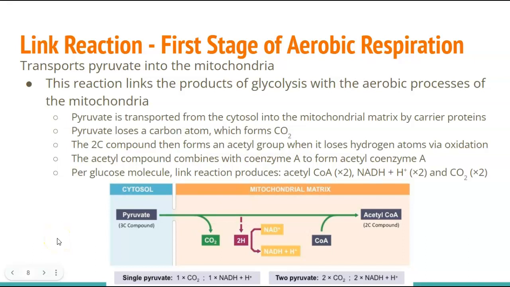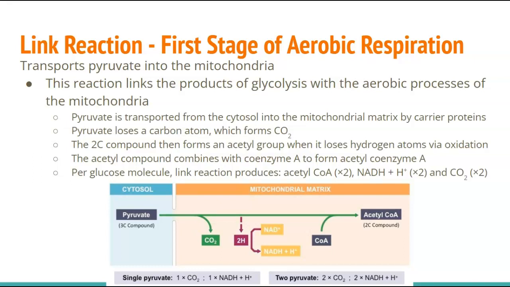The acetyl group combines with coenzyme A to form acetyl coenzyme A. This is just a 2C compound that you should get familiar with. This is going to pop up time and time again. It's a fairly common molecule that we talk about in science quite a bit.